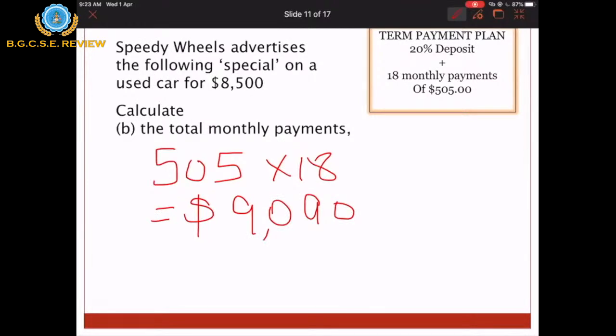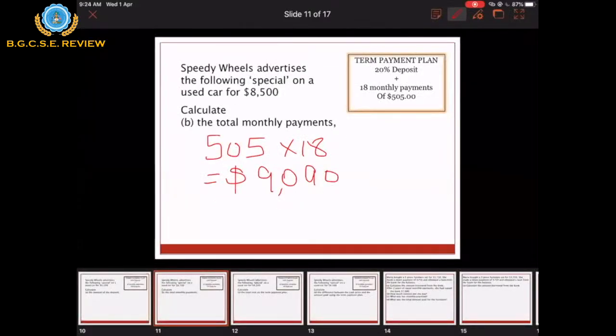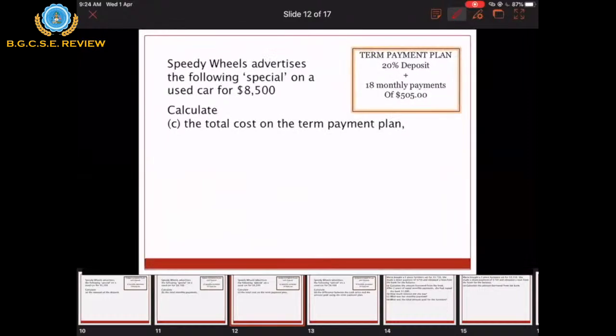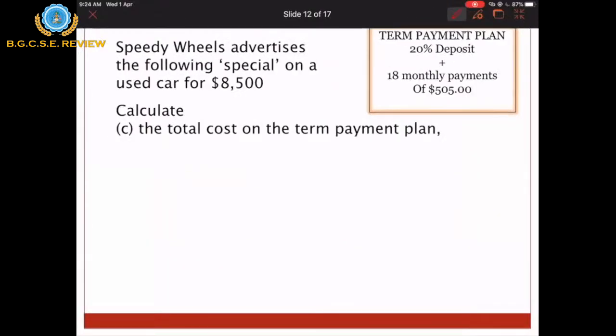So far, let's review what we know. We know that the deposit is $1,700. The total monthly payments are $9,090. So C is going to ask me now to find the total hire purchase price. We know that the hire purchase price is always going to be the deposit plus the total monthly payments. And this year, this question actually gave you a clue to that, because they told you that it's the deposit plus the 18 monthly payments. So let's add those two together.